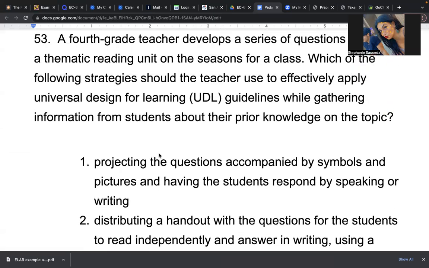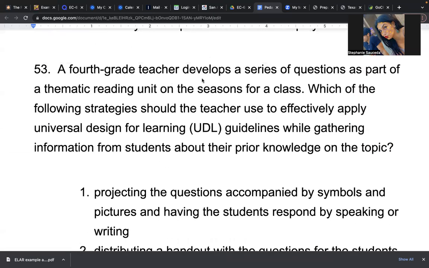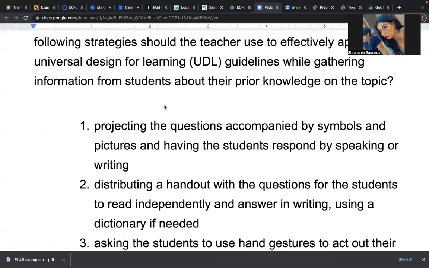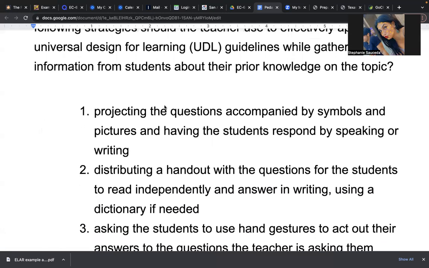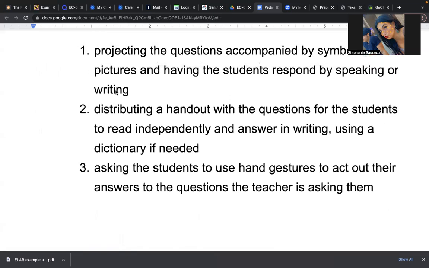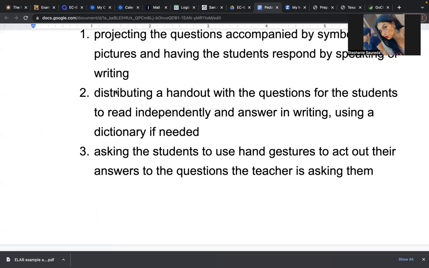Okay. So a fourth grade teacher develops a series of questions as part of her thematic unit. She has these questions and she wants to apply the universal design for learning when she's gathering information from students about their prior knowledge. So she's giving them the questions and she wants to apply a strategy. Which one applies UDL? Which one doesn't? Tell me what we can throw out because it's not universal design.